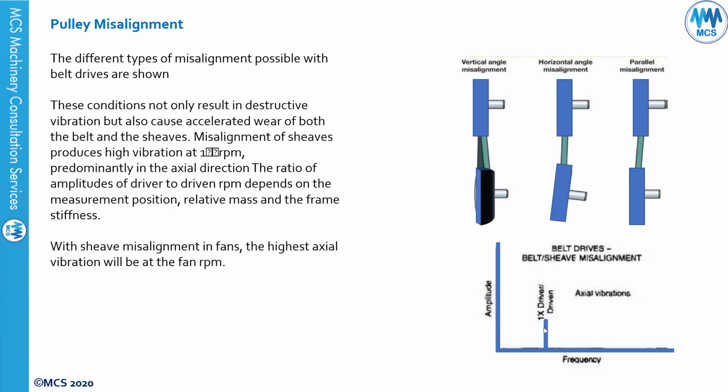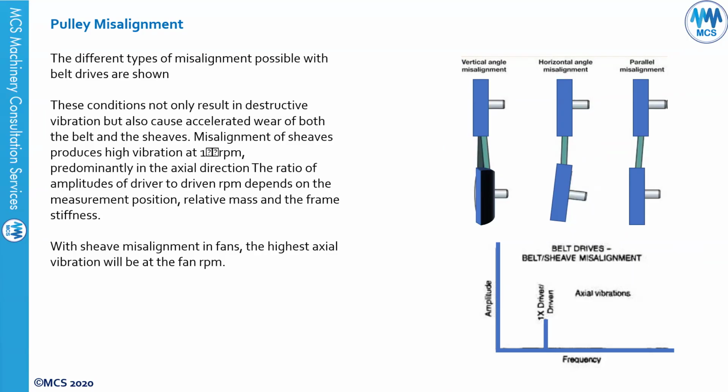And you will see high 1x vibration. Mostly, if you have a motor and blower, the motor has its own running speed and the blower has its own running speed, and both are different because we have different pulley sizes. When you measure the vibration at the motor side, mostly you should see the 1x motor is higher at the motor side, and the 1x fan should be higher at the fan side.